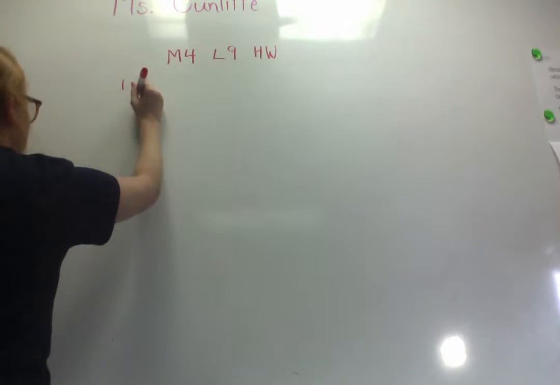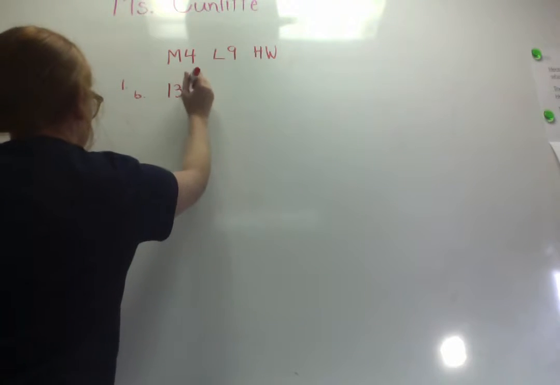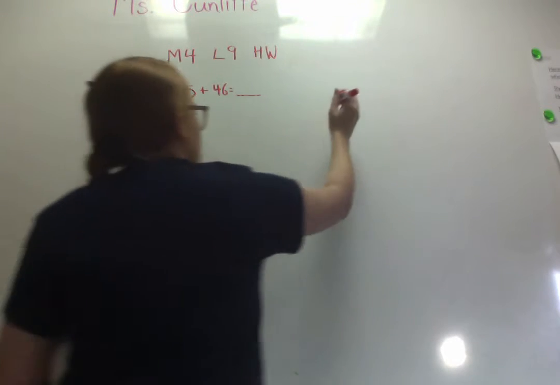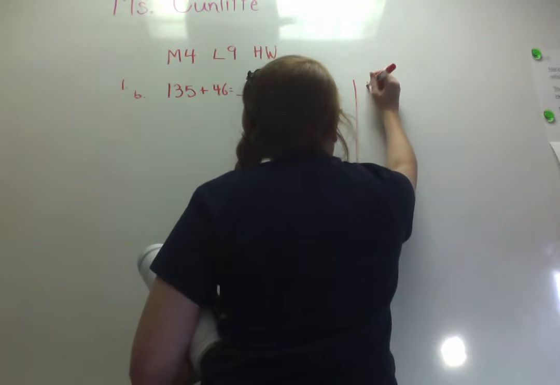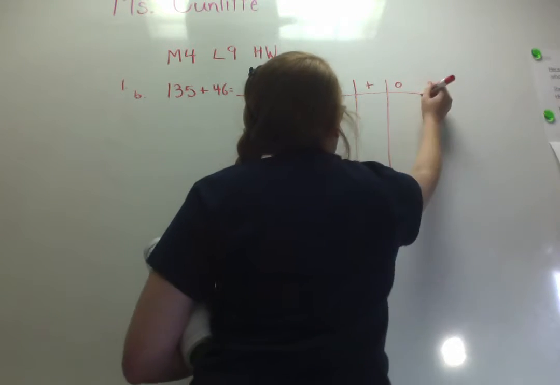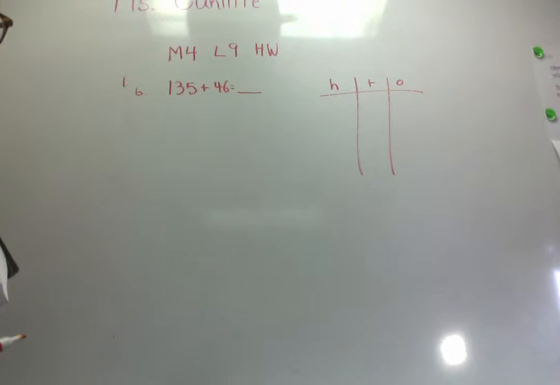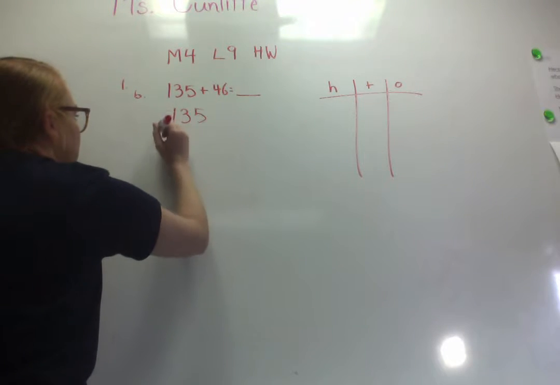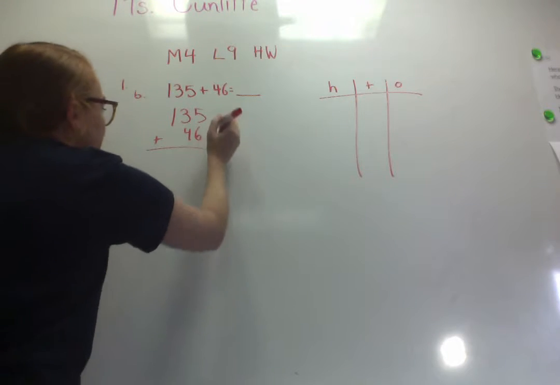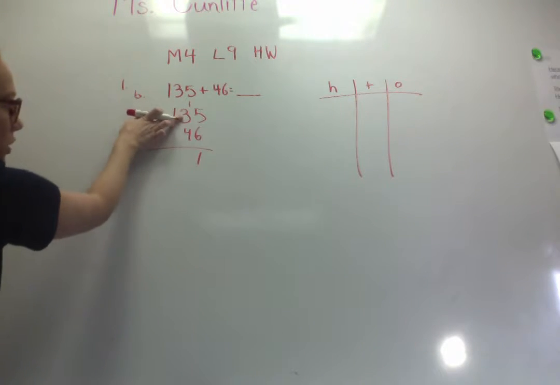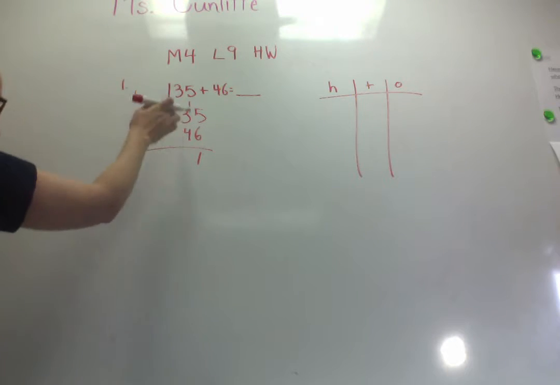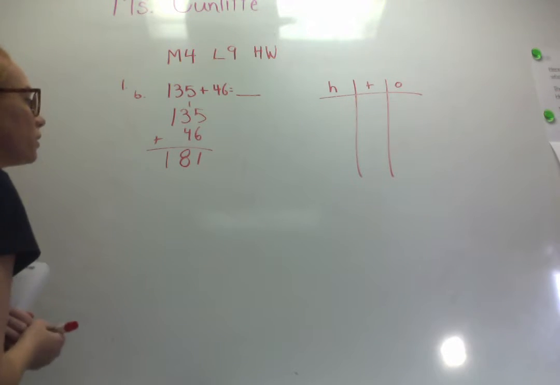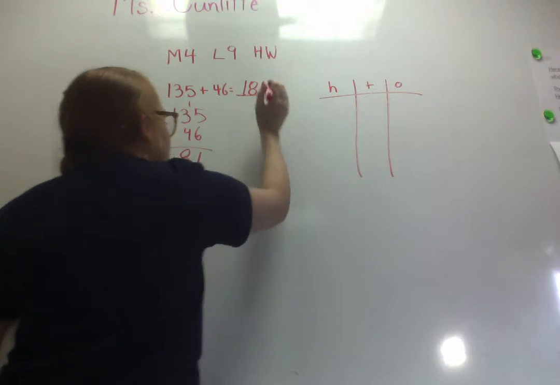B, for number 1 still, says 135 plus 46 equals what? You're also going to have your chart set up for your hundreds, tens, and your ones. And that's going to be given to you on your paper. Now, you're going to first solve vertically 135 plus 46. 5 plus 6 is 11. 1 plus 3 is 4. 4 plus 4 is 8. 1 plus nothing is still 1. Your answer is 181.